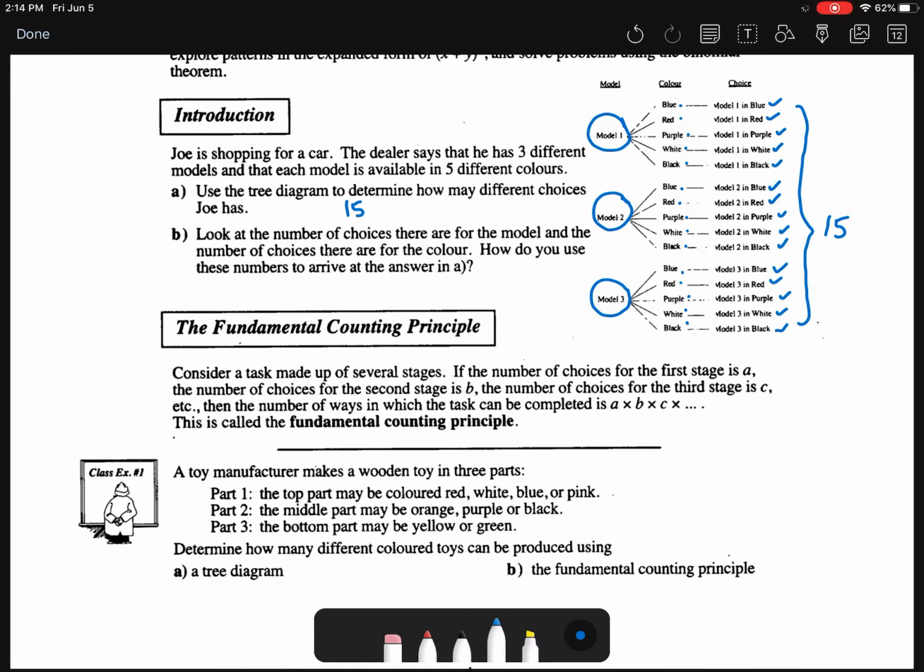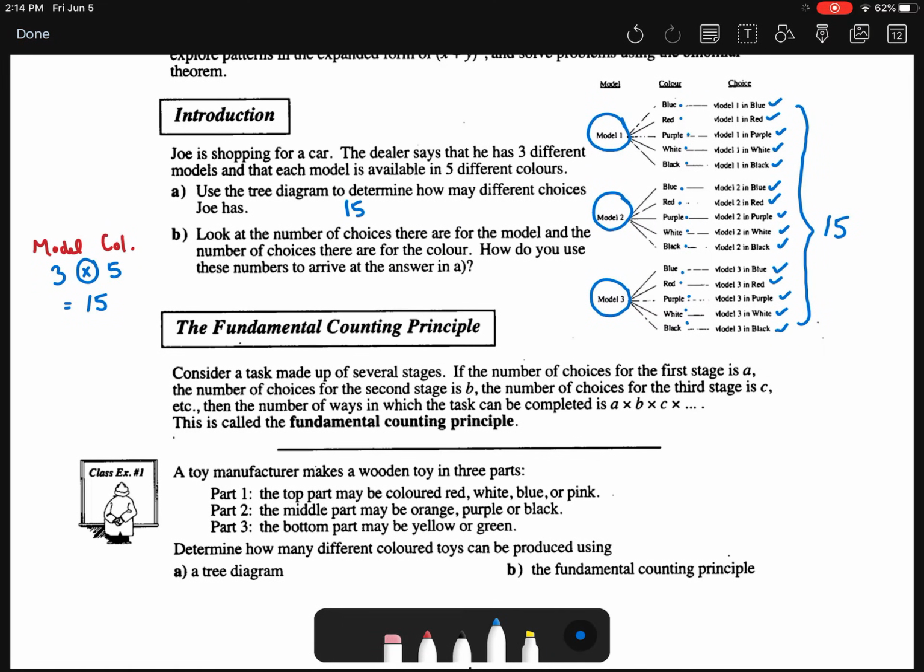It says, look at the number of choices there are for the model and the number of choices there are for the color. How do you use these numbers to arrive at A? Well, that's kind of what I was talking about. You can think about step 1 as the choice of model, and step 2 as the color choice. He has 2 choices to make: one for model, with 3 options there, and then 5 choices to make for color. We multiply those to get that total of 15.